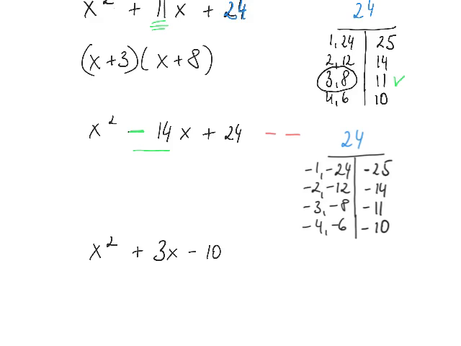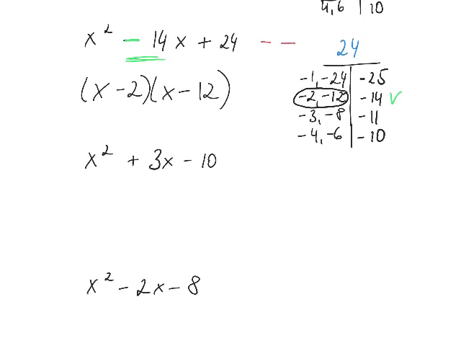And the number we are looking for is this one, minus 14. So the two numbers are minus 2 and minus 12. So we can form our brackets. (x - 2)(x - 12).